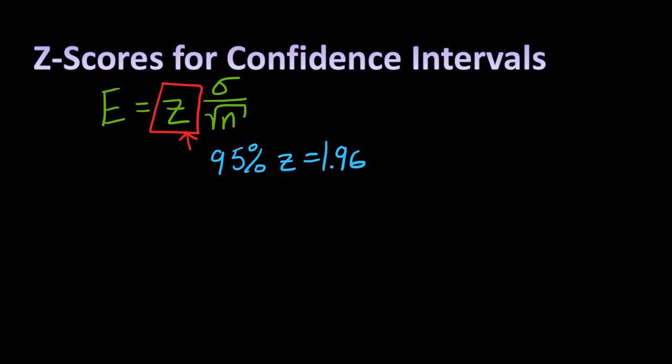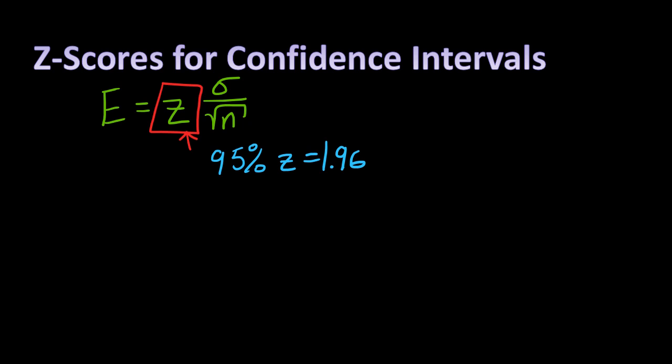But what if your teacher asks you to find the 97% confidence level, or some weird confidence level that you don't know off the top of your head, or unlike me, you just haven't memorized it? How do you figure out what this is?